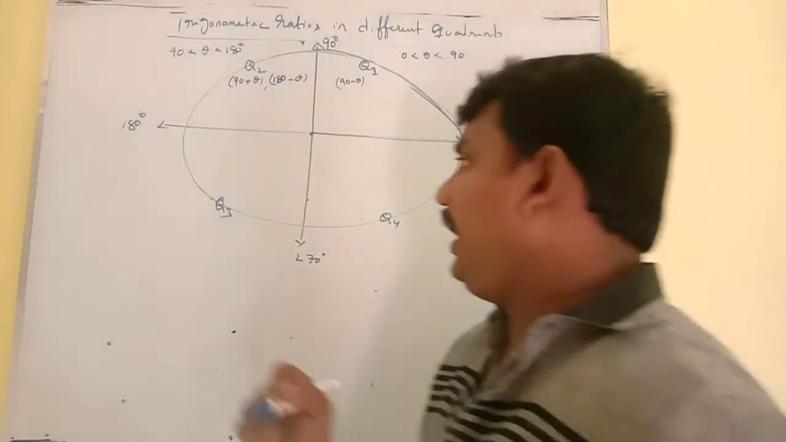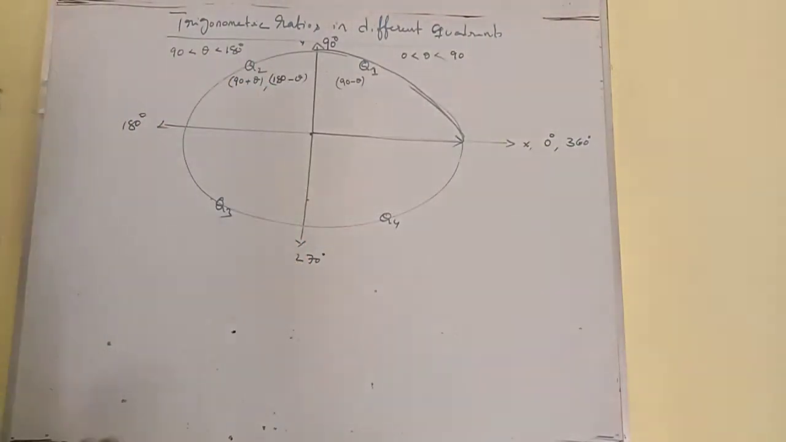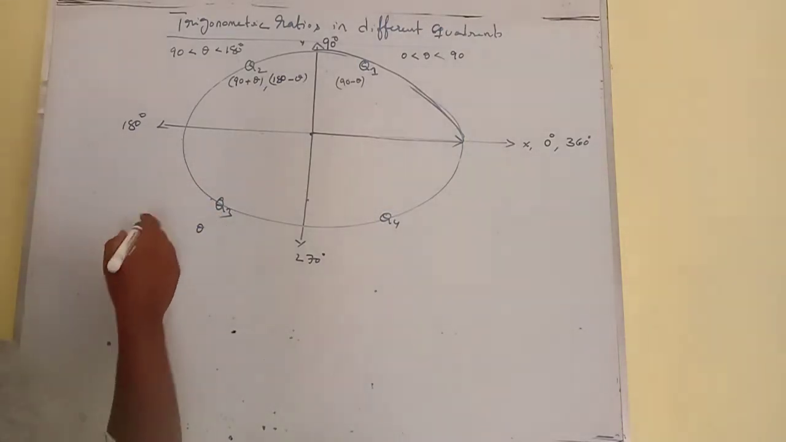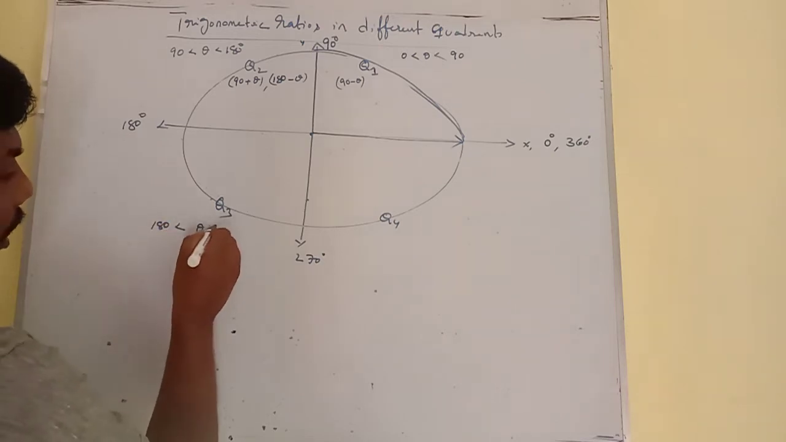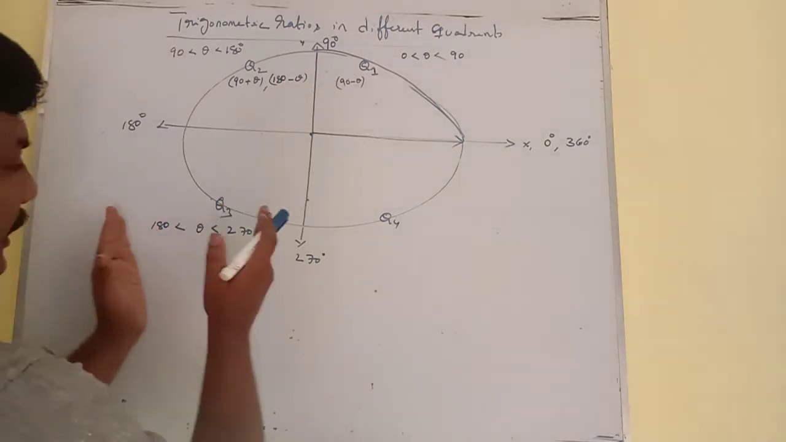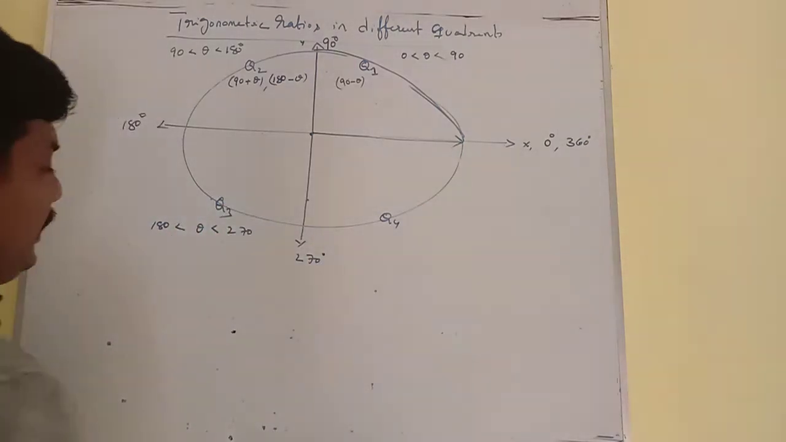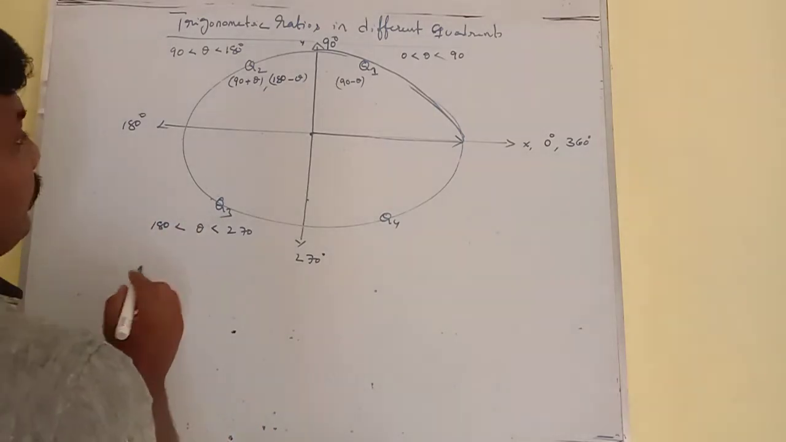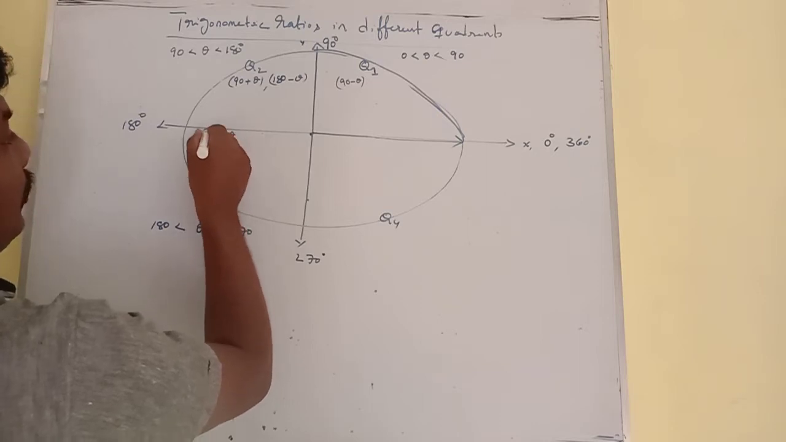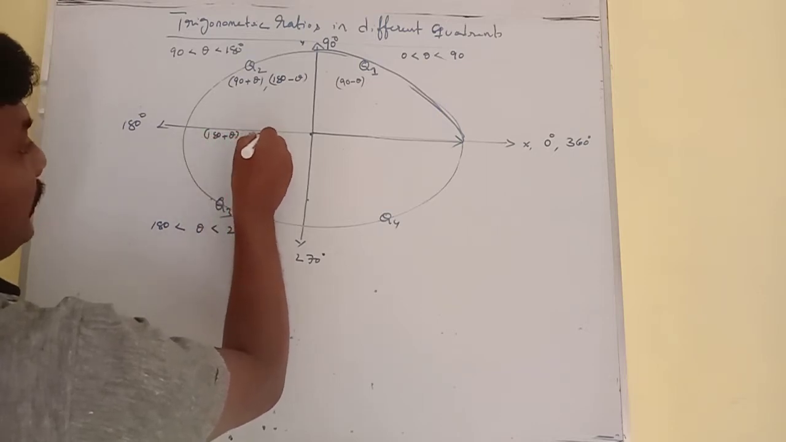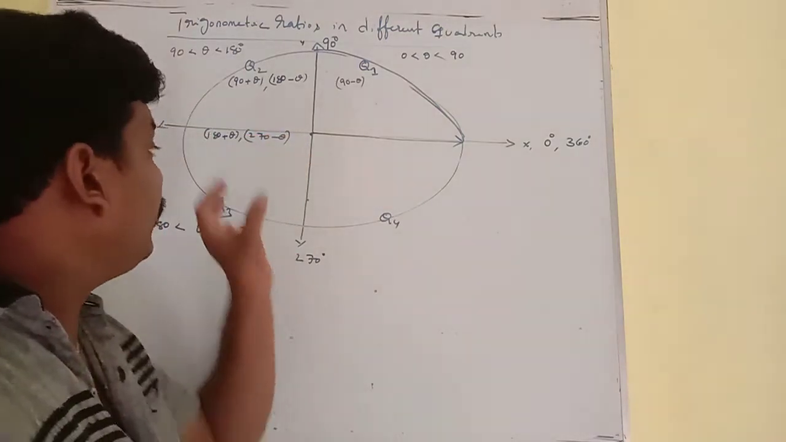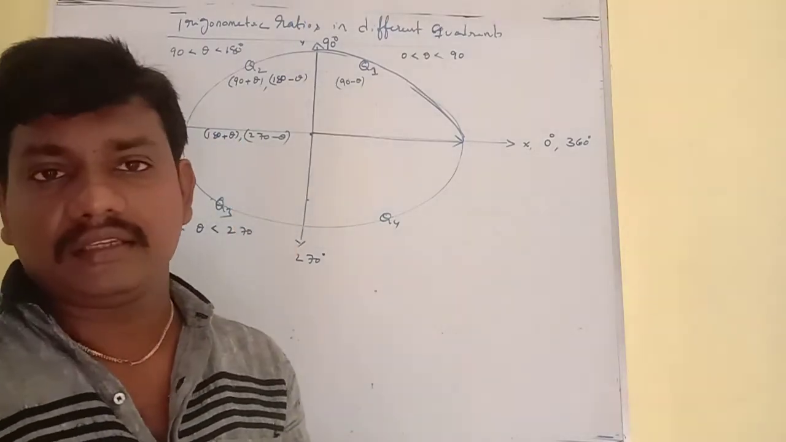Next, the angles in the third quadrant. Here theta is greater than 180 and less than 270 degrees, that is in between 180 and 270. We call these 180 plus theta or 270 minus theta. The angles which are more than 180 and less than 270 lie in quadrant 3.